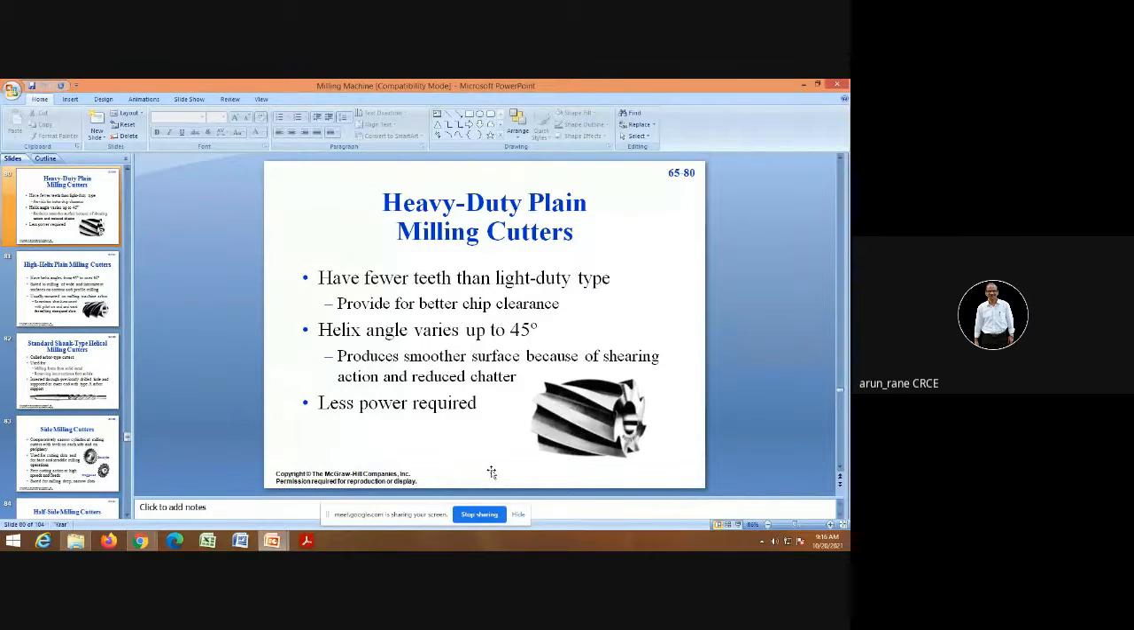This is a heavy duty milling cutter which is used for rough face milling. It has fewer teeth, and it has coarse teeth, and the number of teeth are also less. And this is helix angle. So the helix angle is also less. Generally it is in the range of 10 degree to 15 degree, and always less than 45 degree.